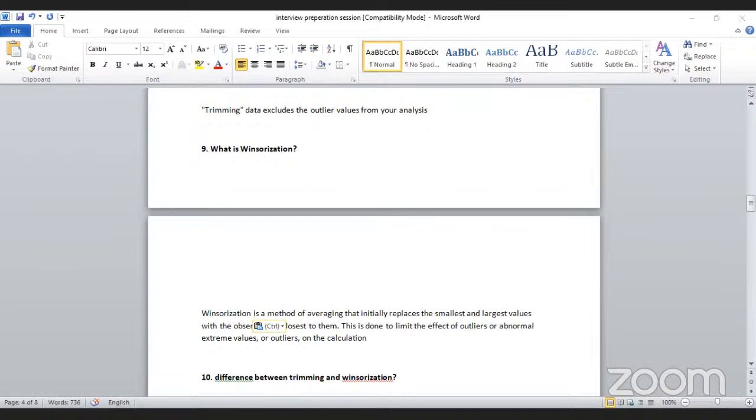So winsorization is a way to minimize the influence of outliers in your data. Okay. So it will be done either by assigning the outlier a lower weight or by changing the value so that it is close to other values in the set. Okay.